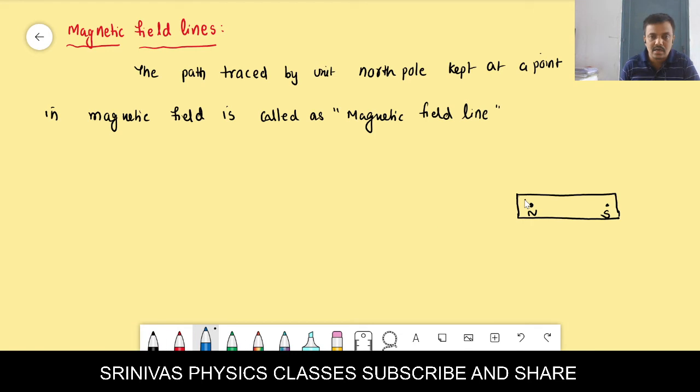It will start at the north, right? It will go towards the south like this. The field line starts at the north and ends at the south outside the magnet. Inside the bar magnet they will go from south to north. Like this the field lines are there. Outside they go from north to south, inside they go from south to north.